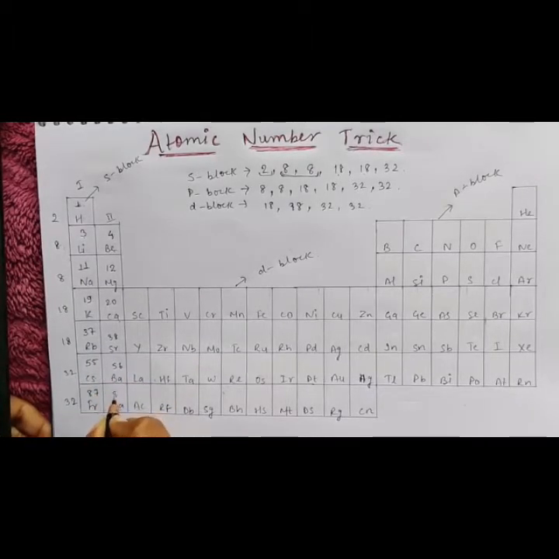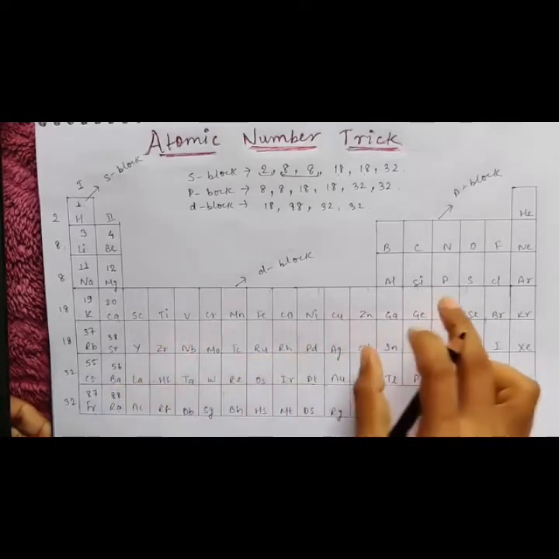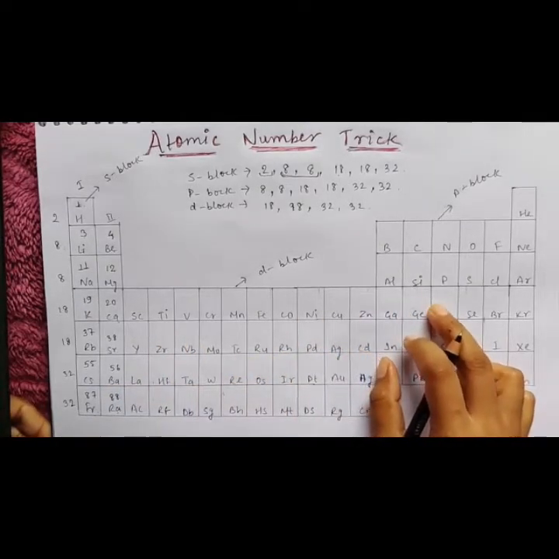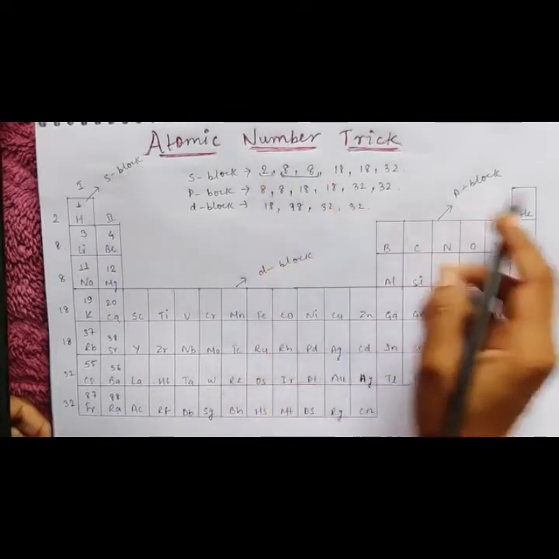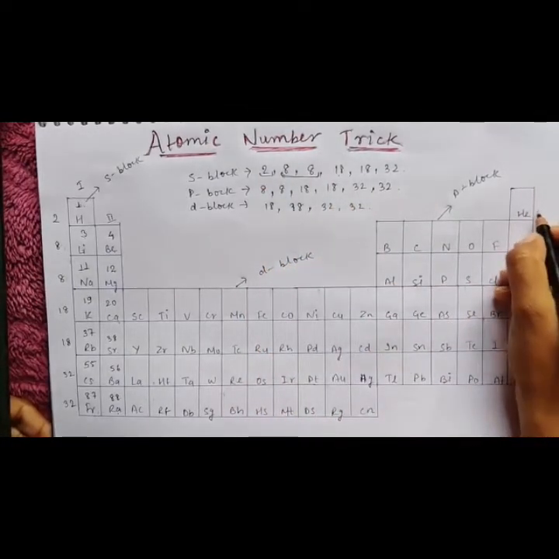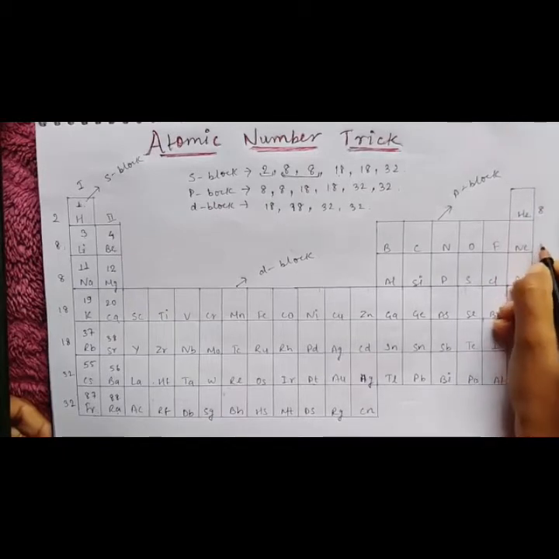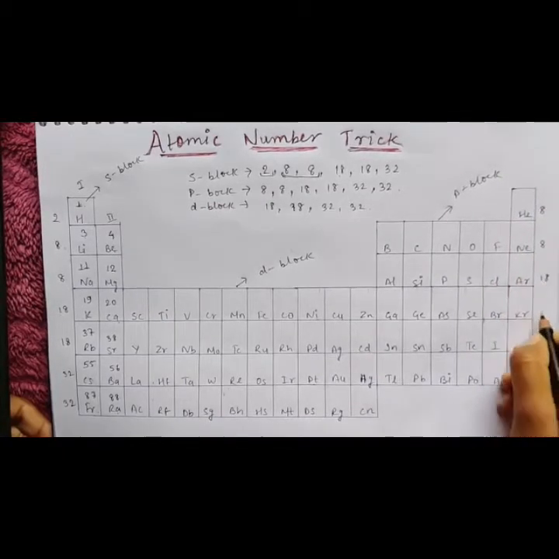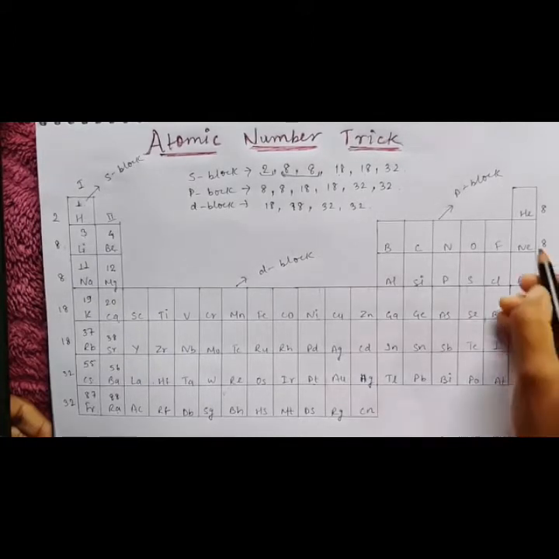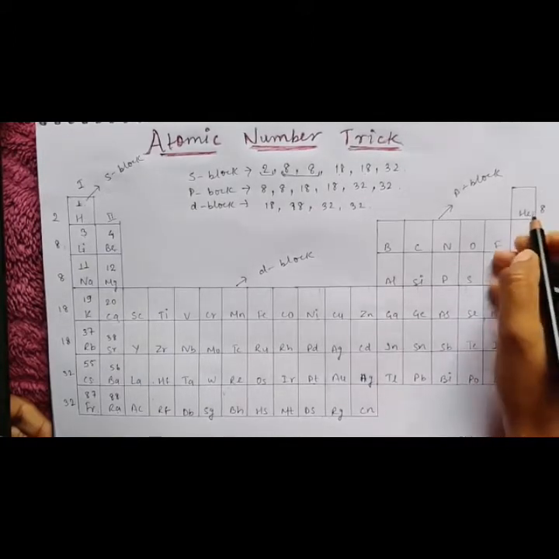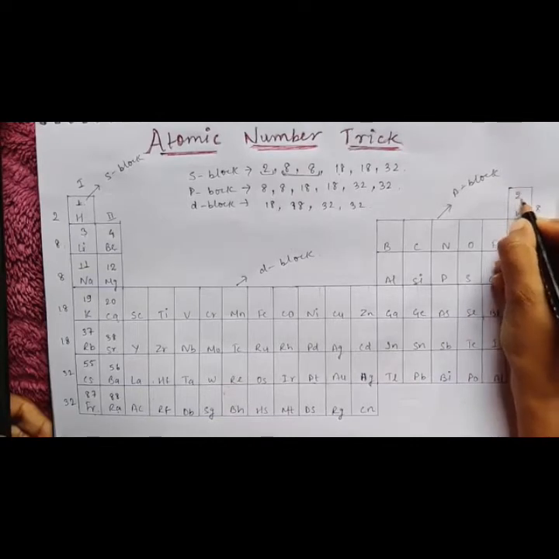So this is the S block. S blocks are on the left side of the periodic table. Now we are going to the P block elements. The place of the P block elements is the right side of the periodic table. So all the elements on this right side are P block elements, with the same order, 2, 8, 8, 18, 18, 32. You have to maintain the same order.